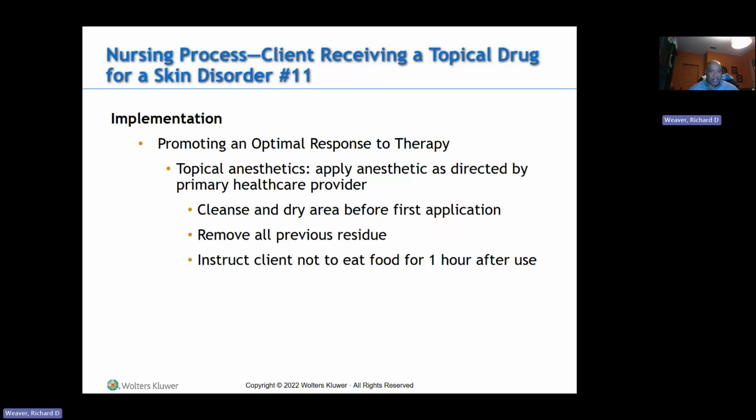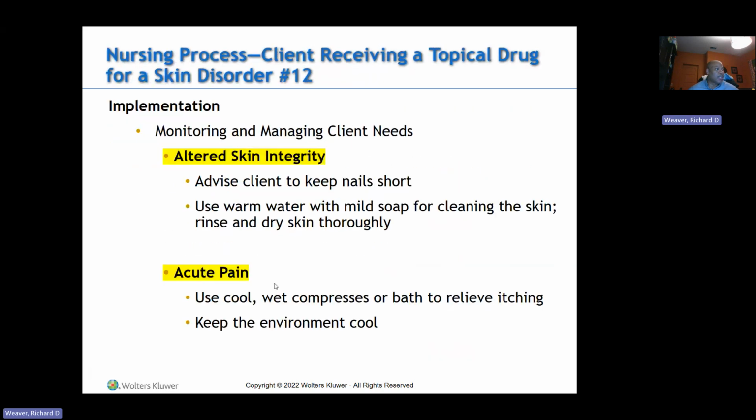All right. Let's see. Skipping that. All right. So different nursing diagnoses that we discussed earlier, monitoring and managing patient client needs. Remember, these are the client problems that are appropriate for these medications. Altered skin integrity: advise the patient to keep nails short, because if the nails are long and they're scratching, they're going to break the skin, especially if they have a tendency of wanting to scratch.